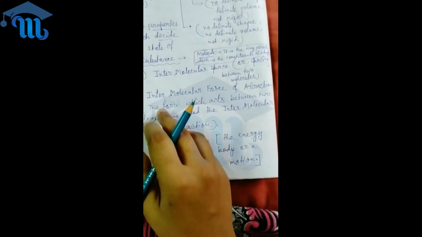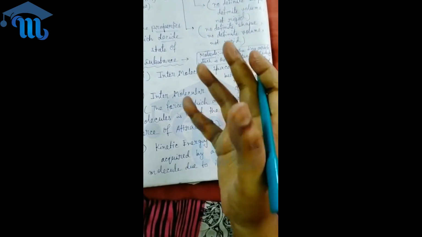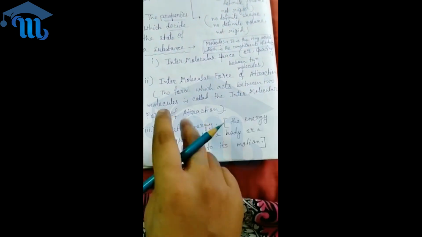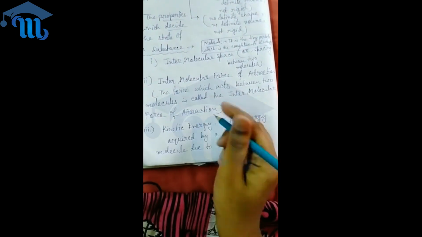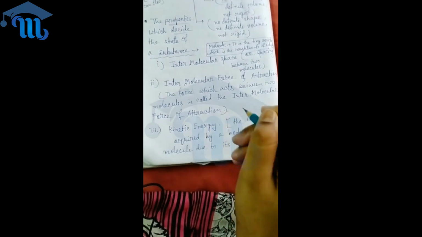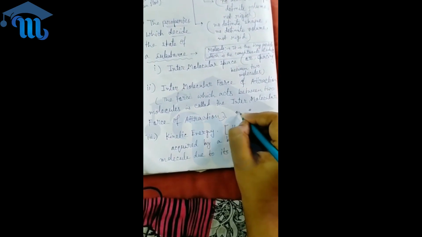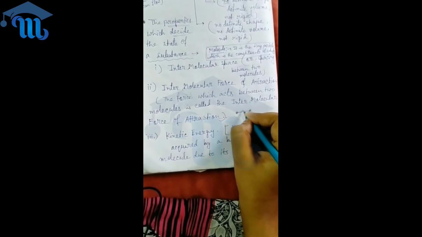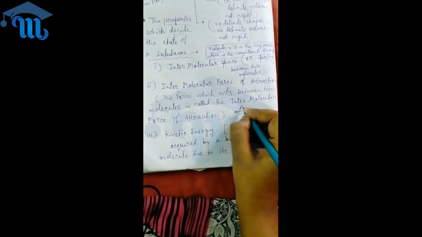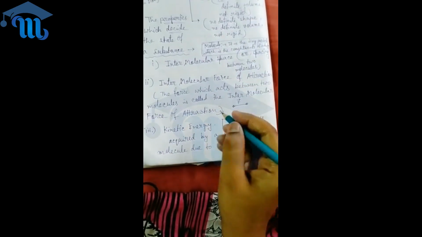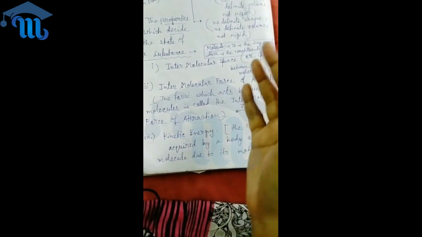What is the second point? It is intermolecular force of attraction. It is a force which acts between two molecules. Basically, if there are two molecules like this, there acts a force between them, which is called intermolecular force of attraction. It's a very interesting topic, and it would be discussed in different classes.